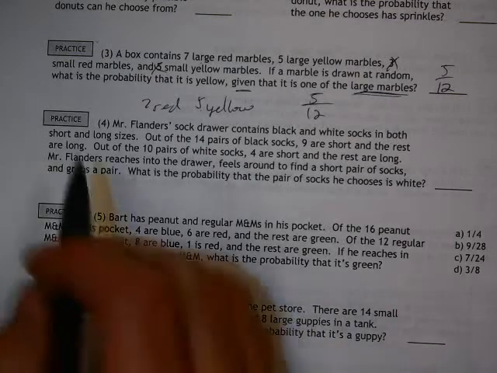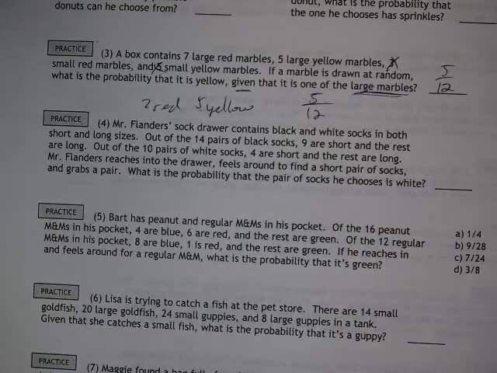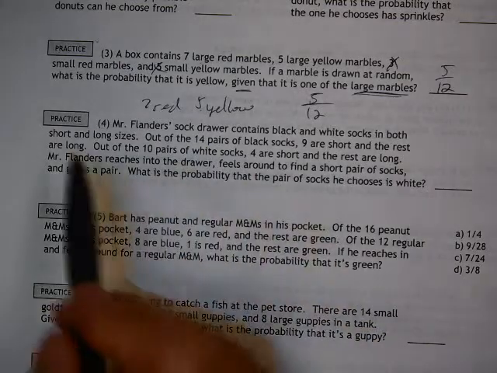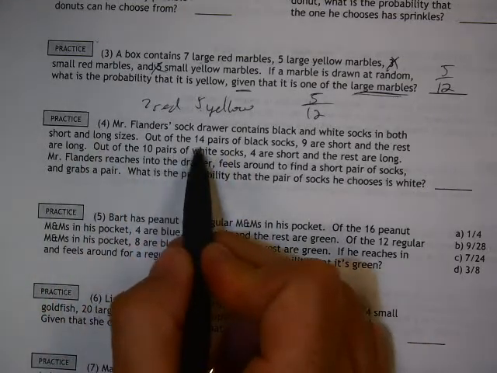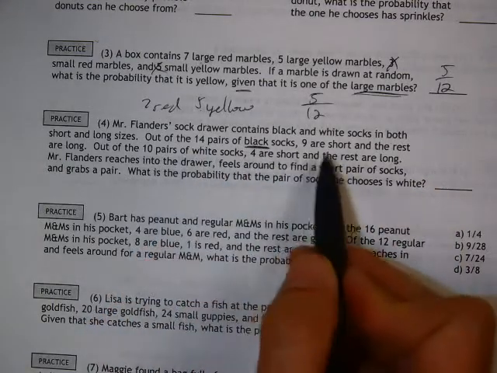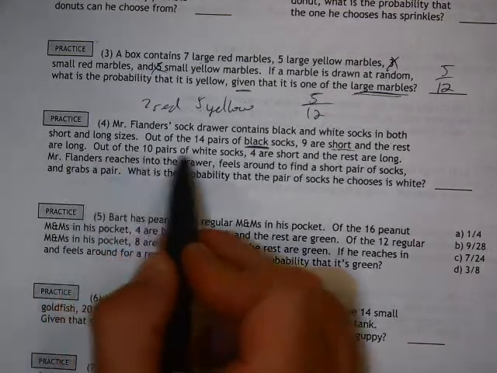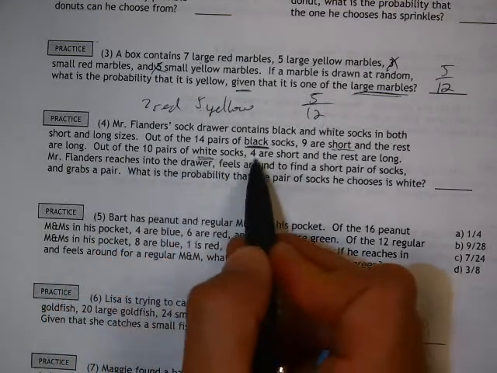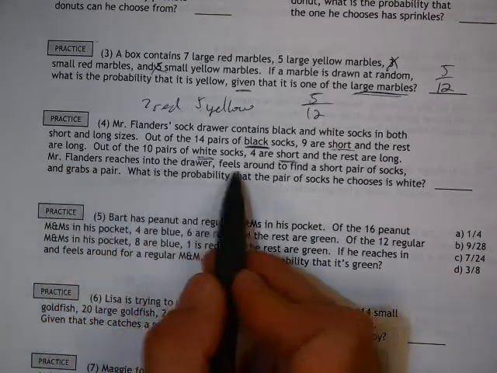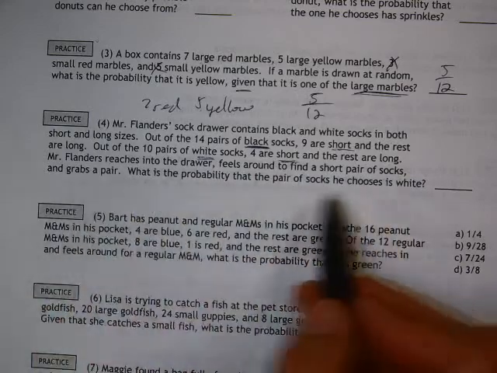Now number 4 is a similar idea, but now we're dealing with socks. Mr. Flanders' sock drawer contains black and white socks in both short and long sizes. Out of the 14 pairs of black socks, 9 are short and the rest are long. Out of the 10 pairs of white socks, 4 are short and the rest are long. Mr. Flanders reaches into the drawer, feels around to find a short pair of socks, and grabs a pair.